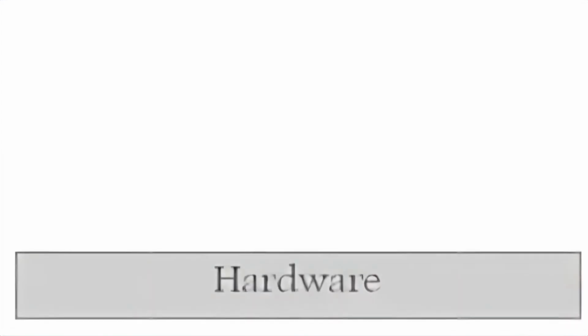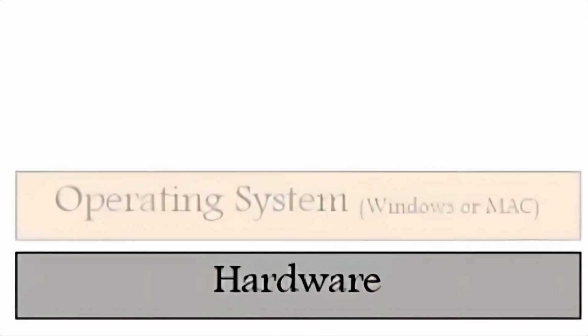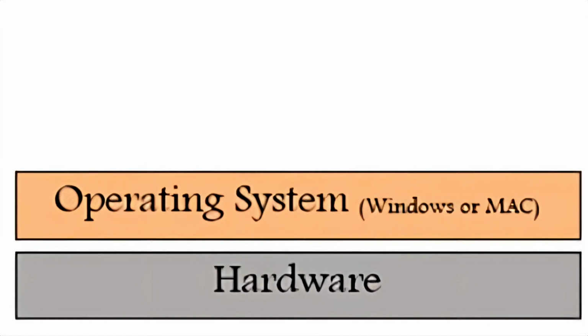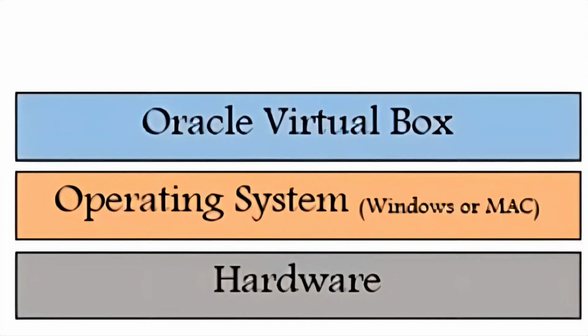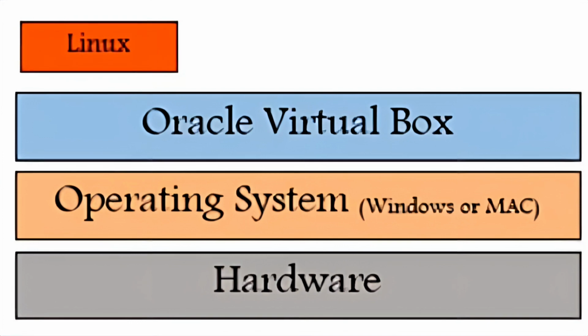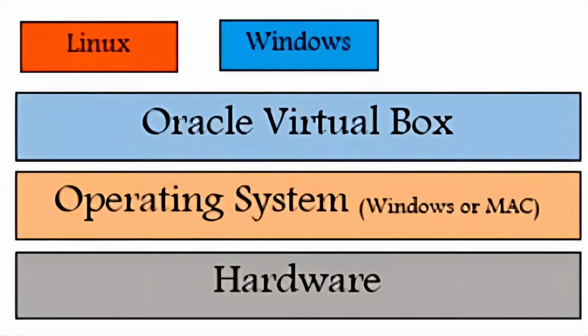So we have the hardware layer at the bottom, and then on top of it we install our operating system, which is commonly Windows or Mac. Okay, and then on top of it we have installed Oracle VirtualBox, which is our hypervisor, which is capable of running multiple virtual machines at the same time. In simple words, it can run multiple operating systems. So once it is installed, we can install a Linux operating system or another Windows operating system on top of VirtualBox, or any other operating system like Mac.